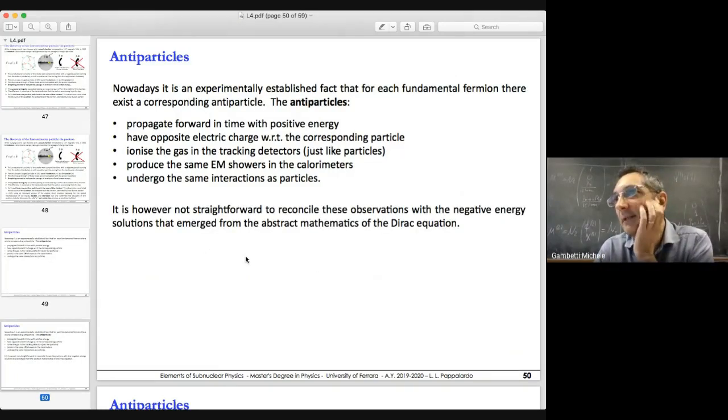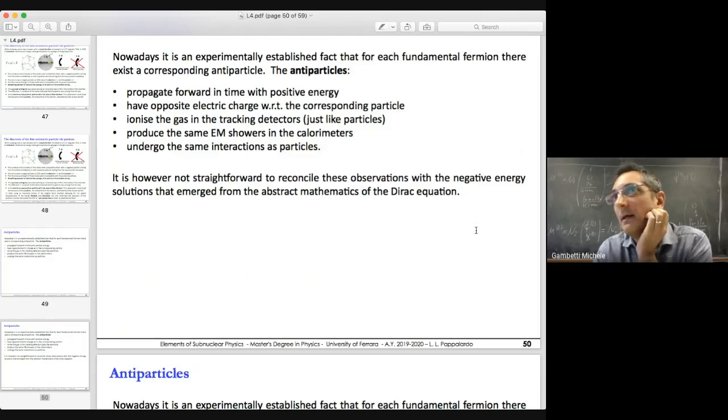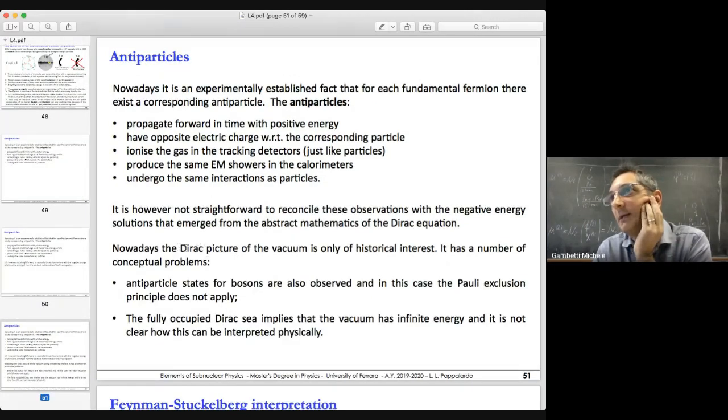However, it is not straightforward to reconcile all these observations, which today are absolutely established, with the negative energy solution that emerged from the mathematics of the theory, essentially. Now, the reason is the following. Today, the Dirac picture of the vacuum is only of historical interest, because it has at least two fundamental conceptual problems.